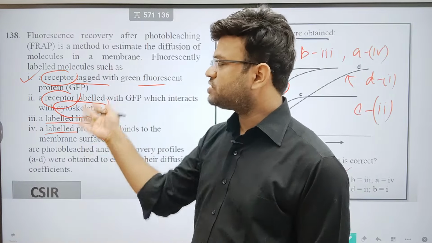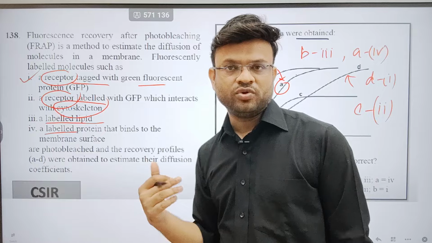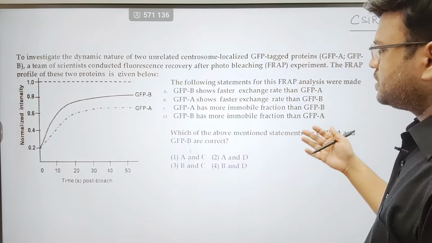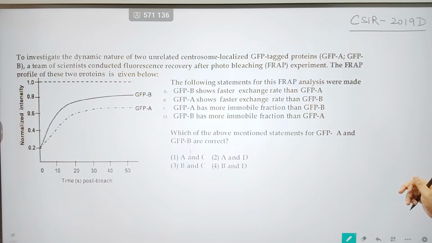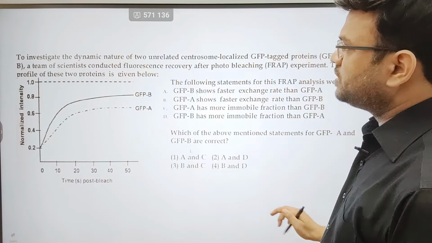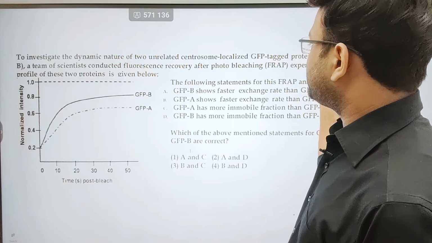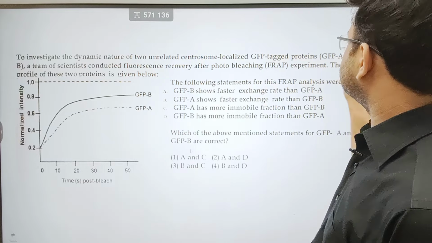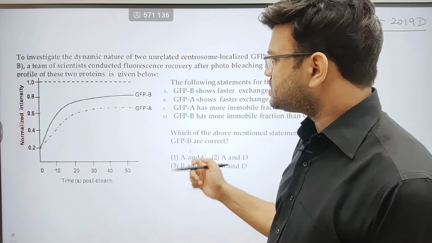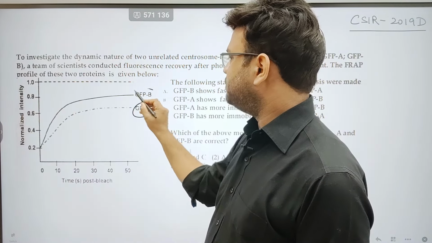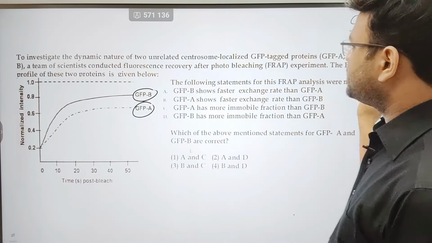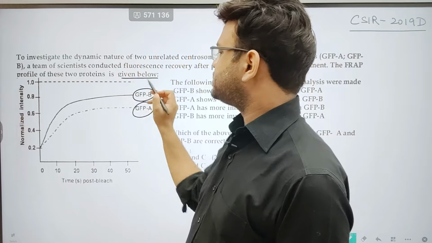Okay, so I have arranged all of them according to whatever I have taught you. Now let us move on to the next point. Next question. In this question you can see that this has been asked in CSIR 2019. To investigate the dynamic nature of two unrelated centrosome-localized GFP-tagged proteins, GFP-A and GFP-B, a team of scientists conducted a fluorescence recovery after photobleaching experiment. The FRAP profiles of these two proteins have been given below.